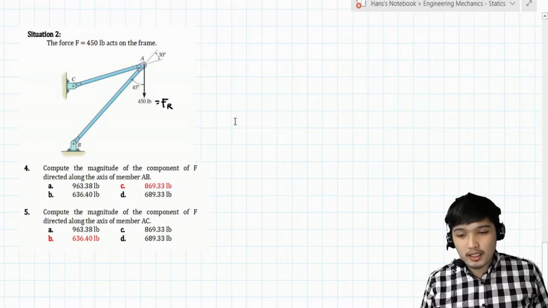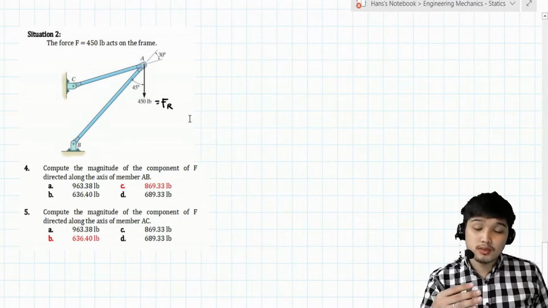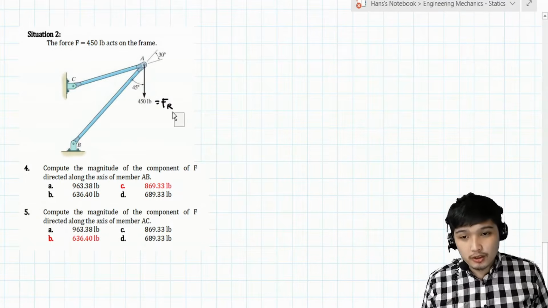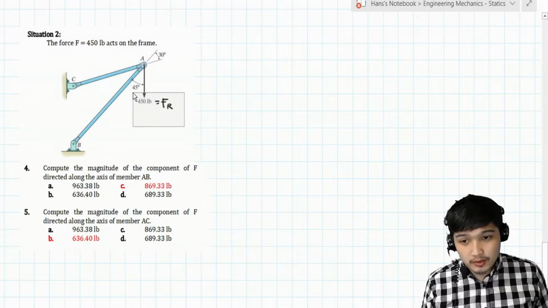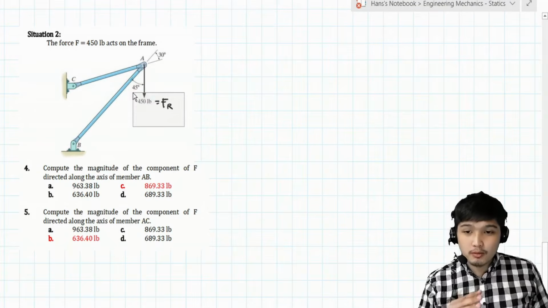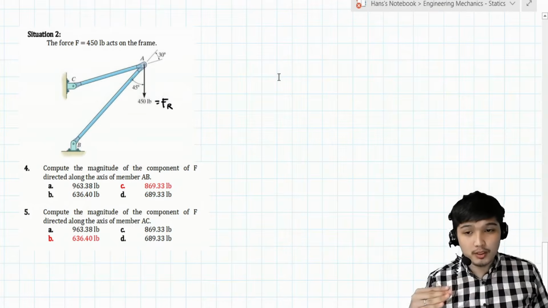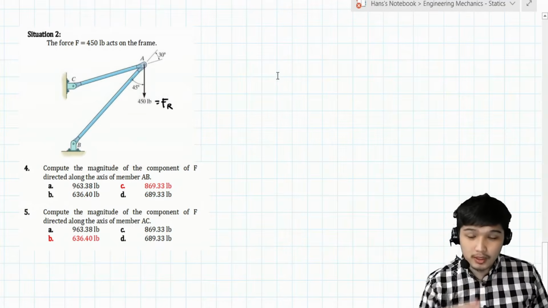So, parang mangyari class, no? Para daw mas maging madaling analysis niya ng mga members, no? Gusto niya i-convert itong 450 na to into its component acting along doon sa direction ng mga members. Member AC saka member AB.